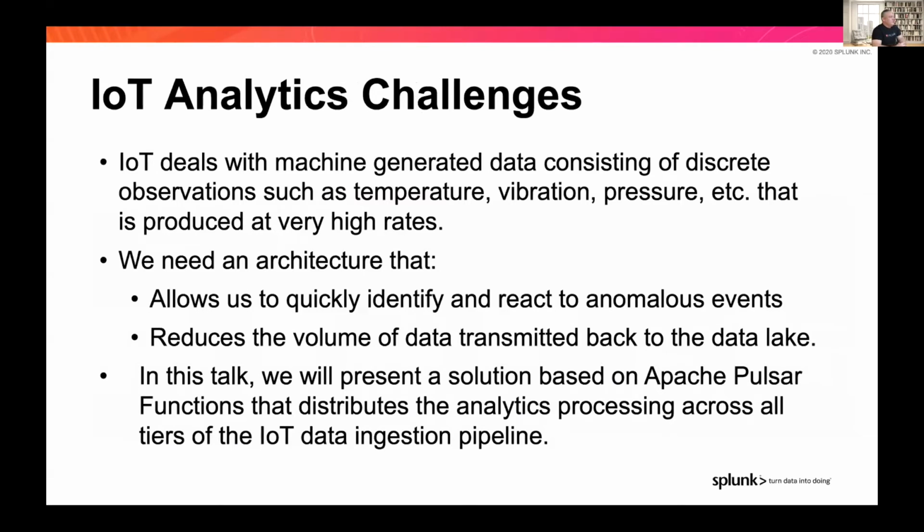Some of the challenges with IoT analytics is that you're dealing with machine-generated data consisting of discrete observations, temperatures, vibrations, pressures that are produced at very high rates. Just tons of high volume data. What we really need to process it effectively is an architecture that allows you to quickly identify and react to anomalous events, among other things, and reduce the volume of data that's transmitted back to the data lake or your eventual store for processing. So in this talk, I'll present a solution based on Apache Pulsar Functions that distributes that analytical processing across all tiers of the IoT ingestion pipeline.